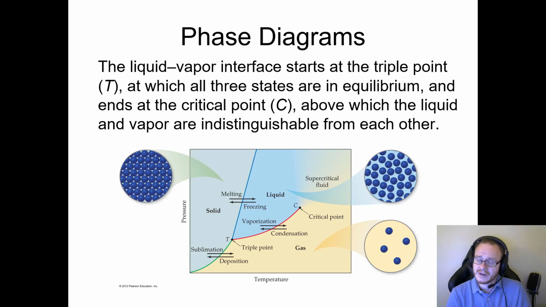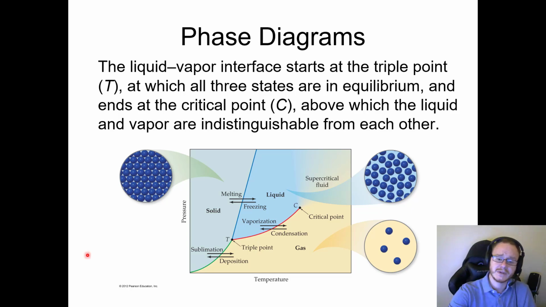The most important point in a phase diagram is ultimately the triple point. And this is where the liquid-vapor interface begins, and we have all three states in equilibrium. And that means that we have liquids, gases, and solids becoming one another constantly at an equal rate.